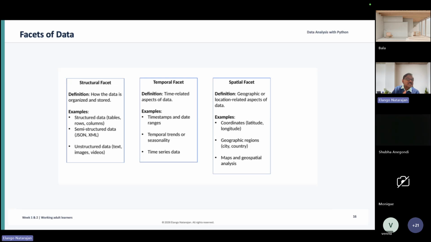Another form is semi-structured data, where you will see that not all rows have the same number of data. Some rows will have 4 data, some rows will have 2, some will have 8. So it is not uniform. It is called semi-structured data, like JSON or XML data.